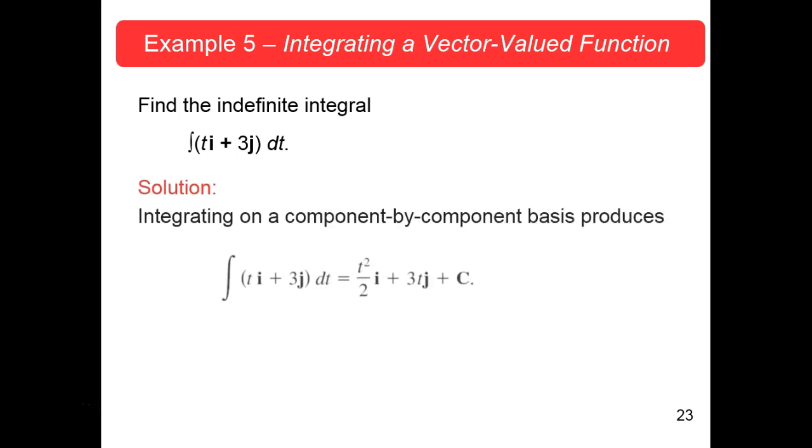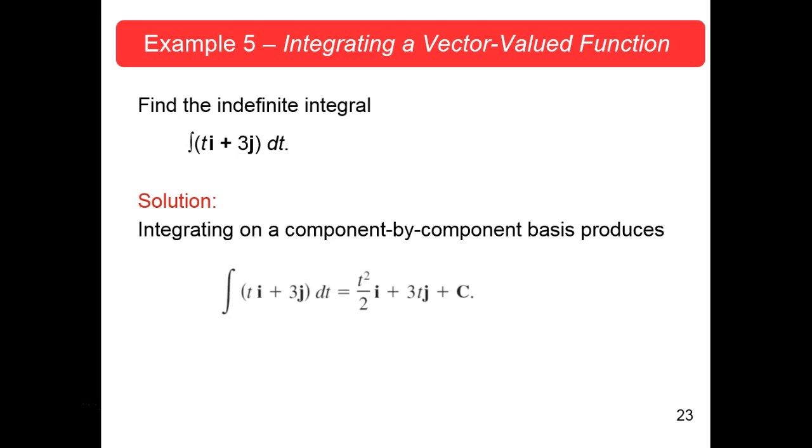Okay. So anyway, integrating component by component, which is what we did, you get t squared over 2 i plus 3t j plus some constant C, and you got it. They didn't even mess with C1s and C2s with i's and j's. They just put a vector constant out there, and that's it. So that was example 5. Obviously the slideshow doesn't do example 6 or 7, so let's do 6 and 7.